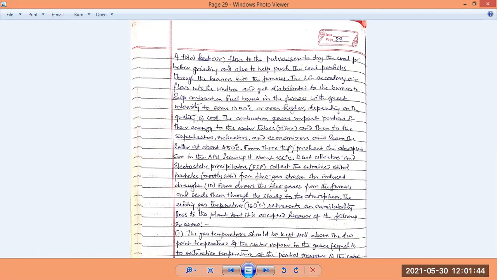The exit flue gas temperature is not very low; it is around 160 degrees centigrade, which is more or less the same temperature with which it is coming out from the reheater itself, and represents an availability loss to the furnace, but it is accepted because of the following reasons. This heat, 160 centigrade, is considerable, which we could reuse to a certain extent to improve the efficiency of the furnace, but we accept it due to the following reasons.